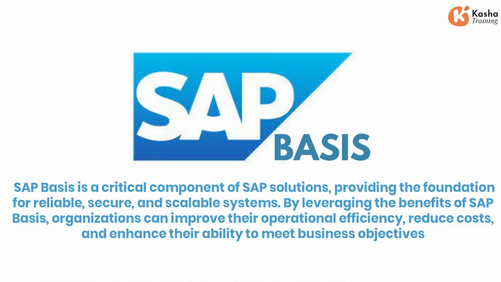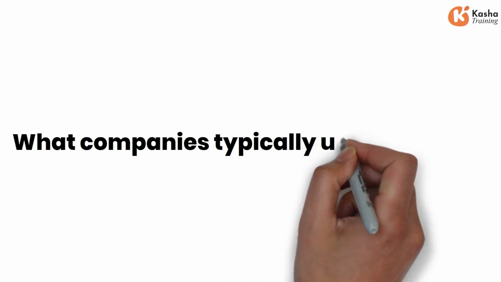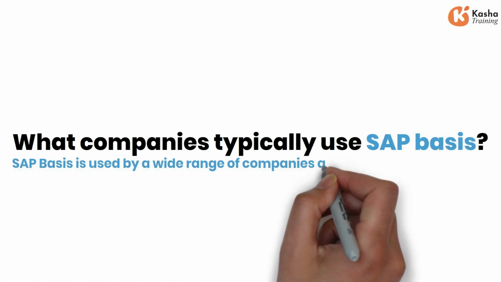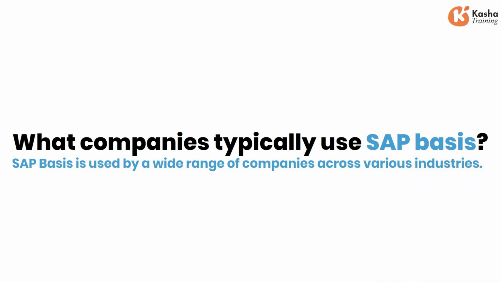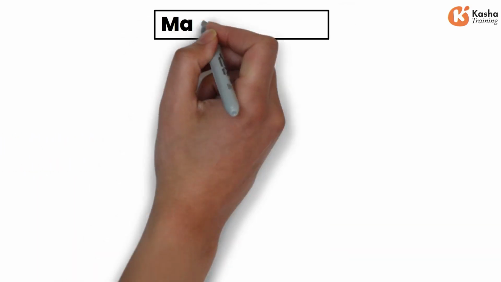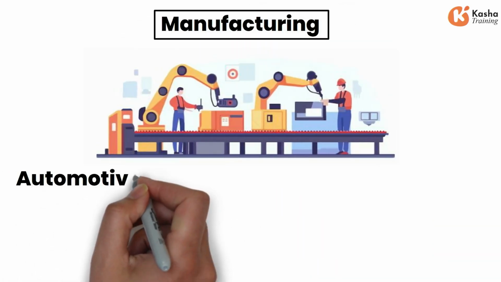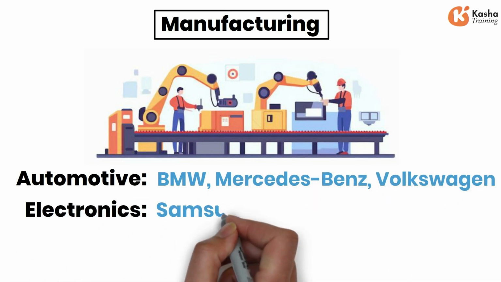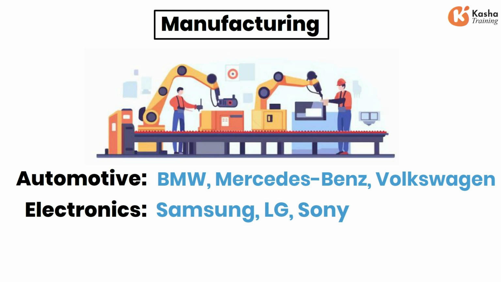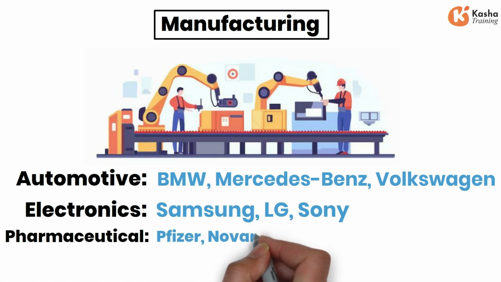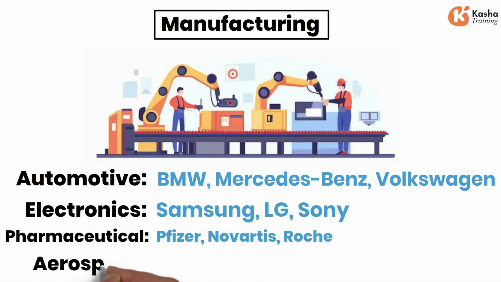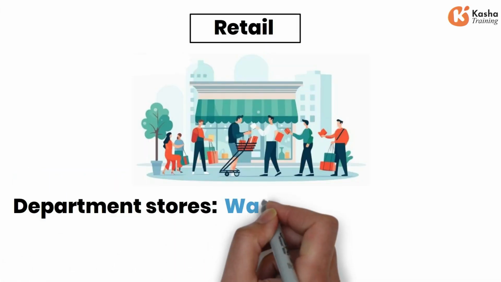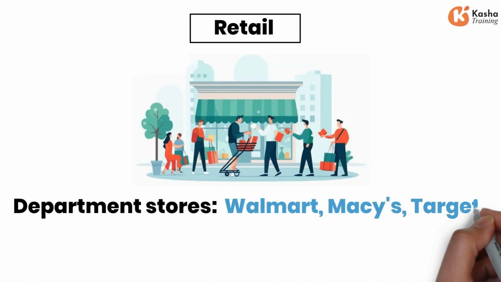What companies typically use SAP Basis? SAP Basis is used by a wide range of companies across various industries. Here are some common examples. Manufacturing, automotive: BMW, Mercedes-Benz, Volkswagen. Electronics: Samsung, LG, Sony. Pharmaceutical: Pfizer, Novartis, Roche. Aerospace: Boeing, Airbus. Retail, department stores: Walmart, Macy's, Target.